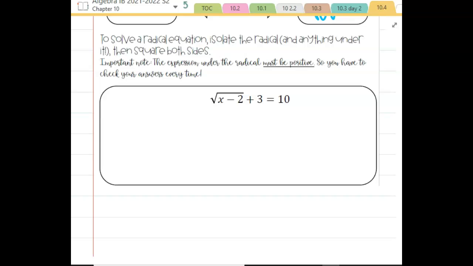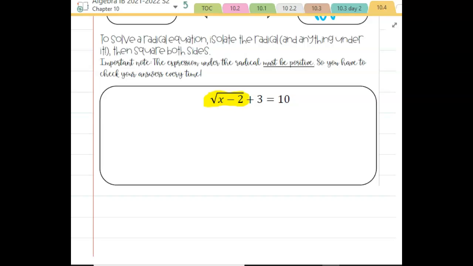To solve a radical equation, the first thing you want to do is isolate the radical, the entire radical and anything under it. We'll get to this one here in just a second. What I mean by that is I want to isolate this square root of x minus 2. I want that to be all by itself. And then I can get rid of the square root by squaring both sides.